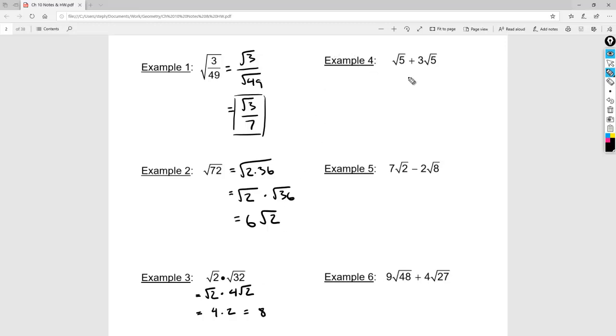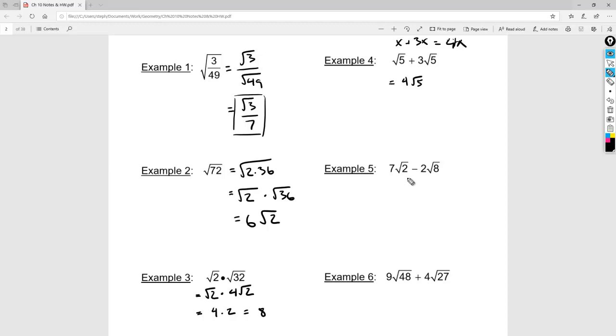Next example, now I'm adding. When we're adding, we're going to treat this just like we would a variable. So if this was hypothetically x plus 3x, then this would be 4x. Same thing here. I have the square root of 5 plus 3 times the square root of 5. So how many square root of 5s do I have? I have 4 square root of 5s. So we're just combining that coefficient right there. That's what we're adding together.